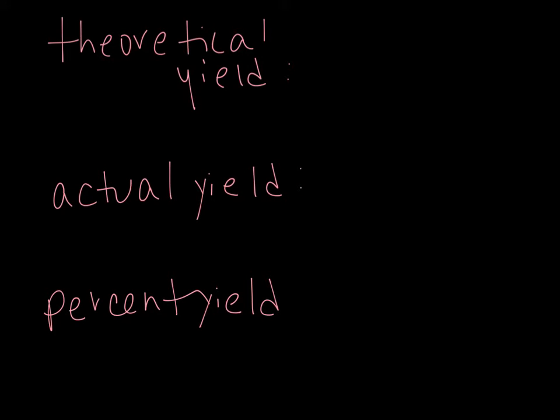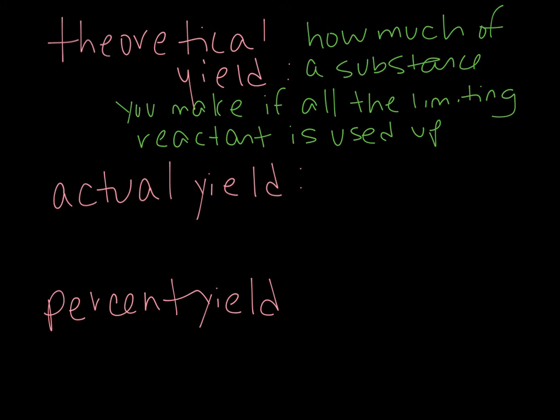So theoretical yield, I've written down the definition. Theoretical yield is defined as how much of a substance you make in a reaction if all the limiting reactant is used up. So write that down. How much of a substance you make if all the limiting reactant is used up. That's what, in theory, how much you can get is what theoretical yield is. And sometimes this is called your expected yield. Usually it's called theoretical.